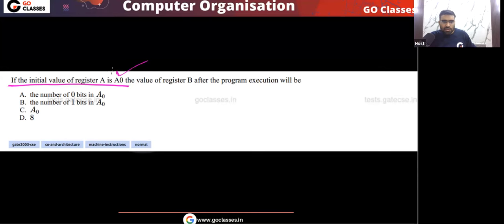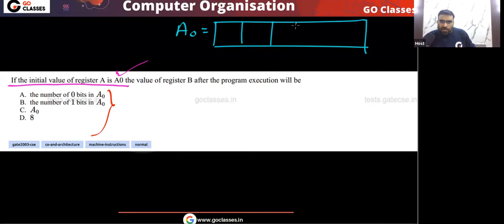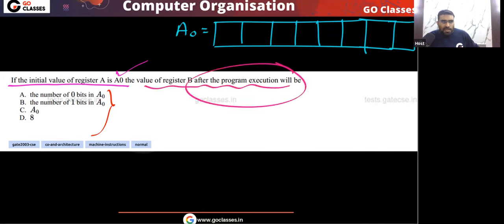Let's assume this A0. Now you notice the options and tell me, if you assume some value of A0, will you make the number of 0 bits equal to the number of 1 bits? See, the options are saying the answer. What is the value of B after the program execution? The number of zeros in A, the number of ones in A. So just make sure that the number of zeros is not equal to the number of ones.